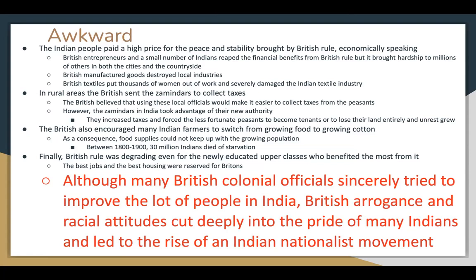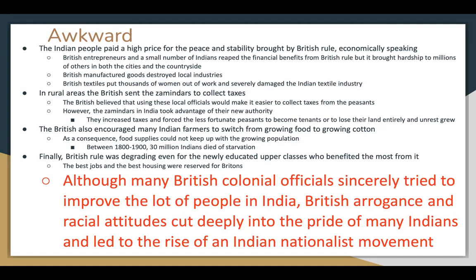In rural areas, the British sent zamindars to collect taxes. Zamindars, I looked it up, they're like governors, leaders of the state or region. So in rural areas, they sent the leaders of the region to collect taxes for the British. The British believed that using these local officials would make it easier to collect taxes from the peasants because, Boston Massacre, Boston Tea Party, America, bad experience there, right?